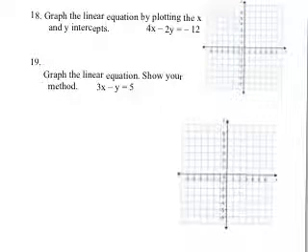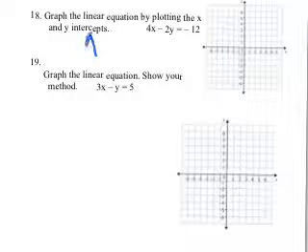Number 19, graph the linear equation, show your method. Okay, so we have our choice here. We could do it like we did in the last one, where we use the intercepts, right? So we'd either stick in a 0 for x and a 0 for y, and find the intercepts. Or we could use a table, or we could put it into slope-intercept form and plot it that way. So let's use a table first. And to do that, it's actually easiest if we put it in slope-intercept form first. So we're going to do that.